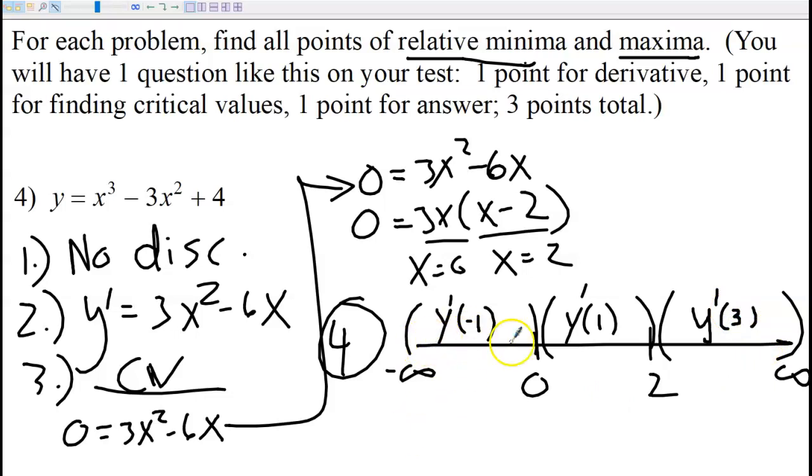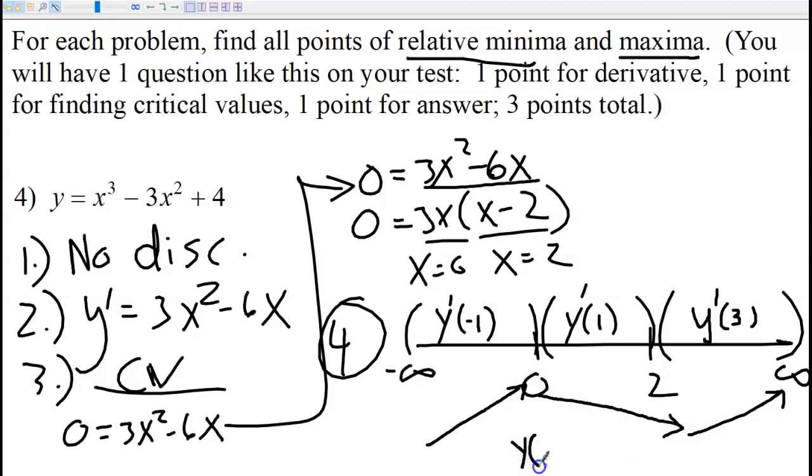So if you were to plug -1 into your derivative, you're going to end up with a positive slope. It doesn't really matter what number you get, but plug it in and check for yourself. If you plug it in, you'll see that you actually end up with a +9. So that means on that interval, the graph is going up. If you plug in a +1, it's going to be negative. And if you plug in a +3, it's going to be positive again. And that indicates for us that our relative max is at 0.